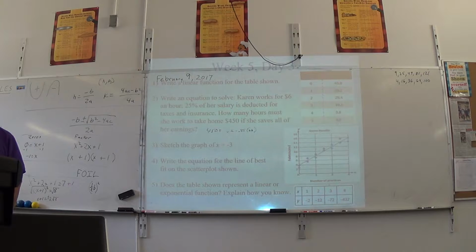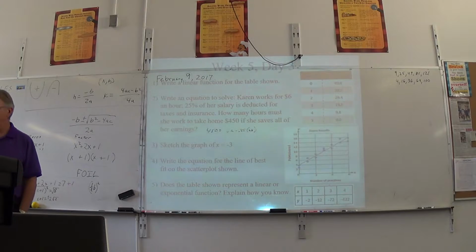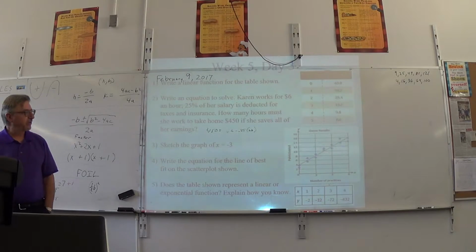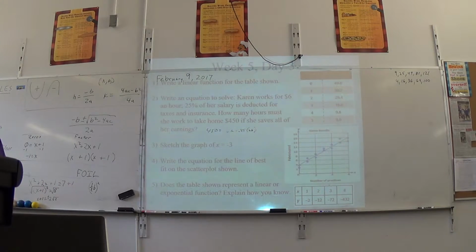So how many hours does she have to work to take home $450? Tyler? $6 an hour, but they take away 25% taxes and stuff. So how long does she have to work to take home $450? 47 hours.